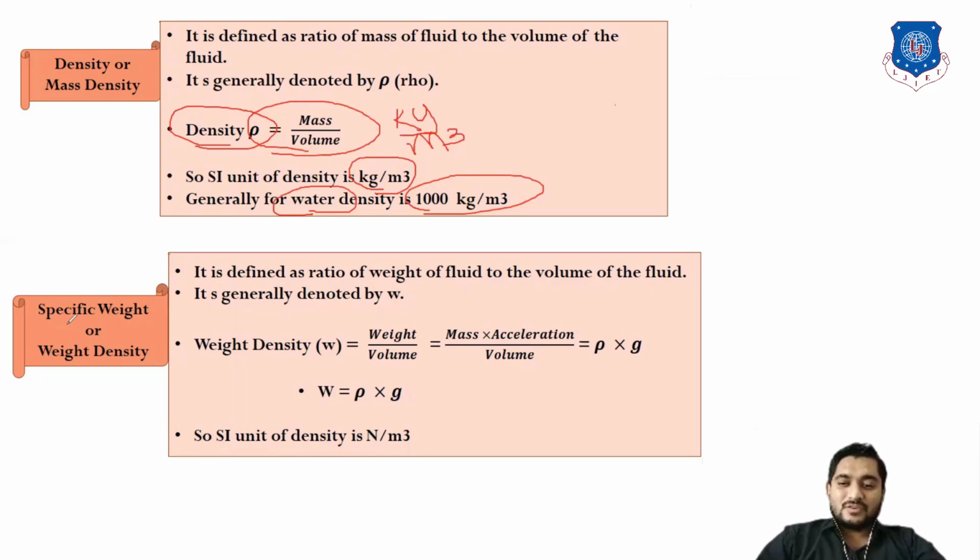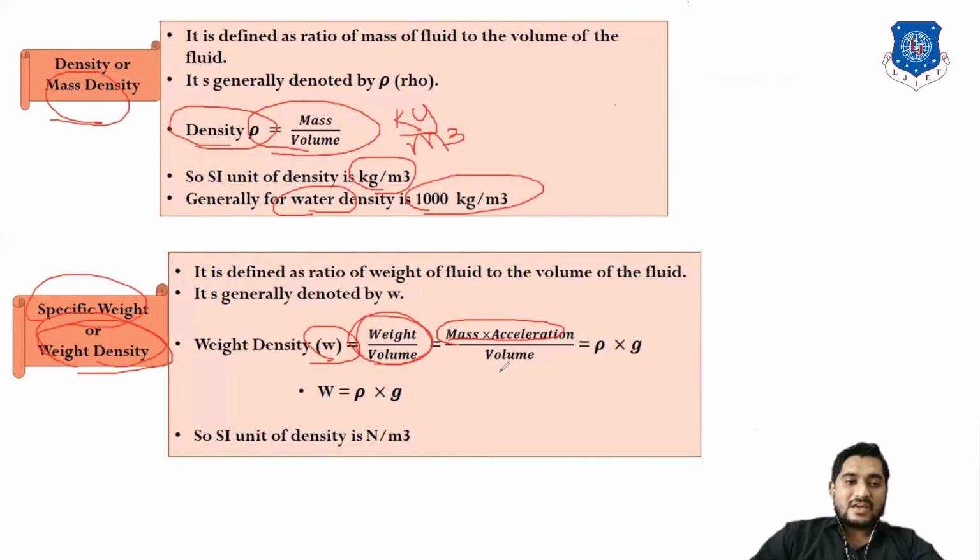Our next topic is specific weight or weight density. In mass density, we took mass by volume. In weight density, we take w is equal to weight by volume. Weight can be represented as mass into acceleration, divided by volume. Clear? Here mass divided by volume is density rho and the acceleration is g. So weight density w is equal to rho into g.